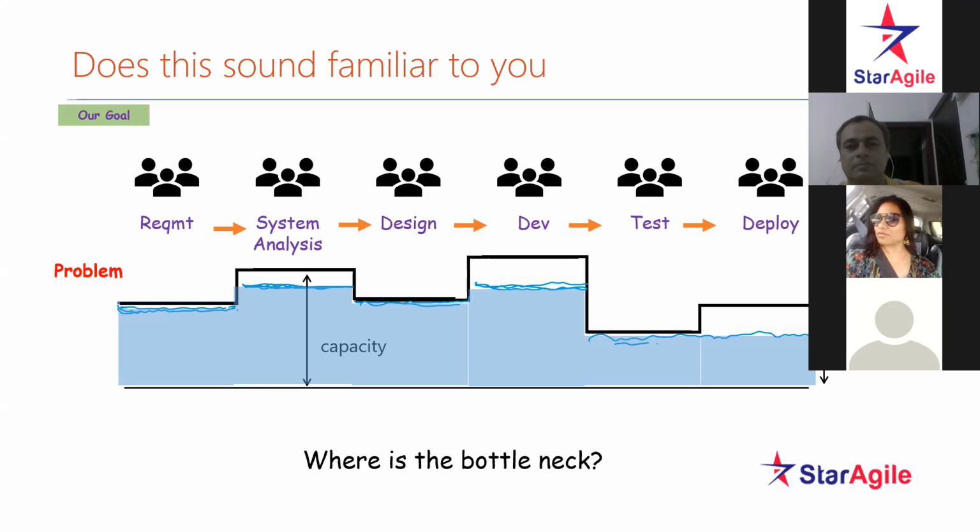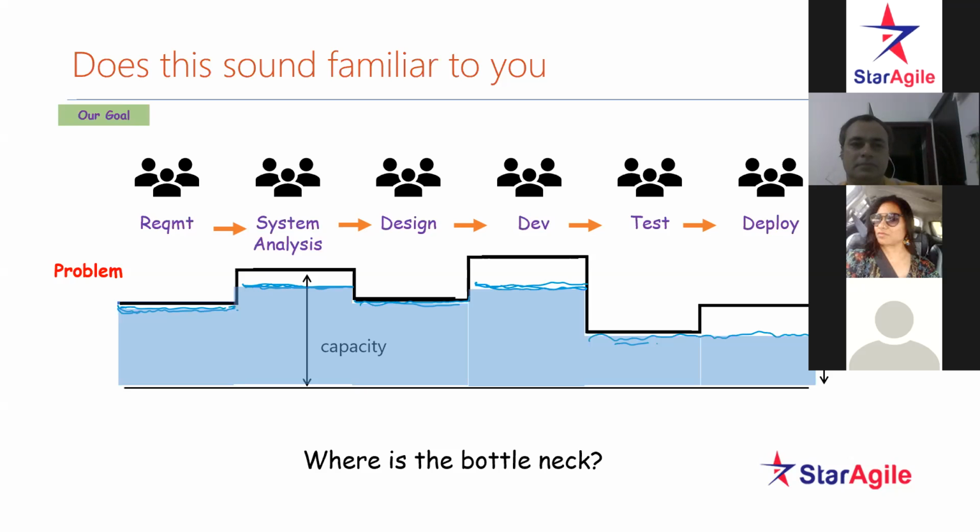Okay. Now the amount of work delivered by the system analysis team to the design team is more, but the design team, do they have that much capacity? No, their capacity is less. So they take only as much as their capacity. And they are providing to dev. Pardon my drawing, this is a handwritten picture.